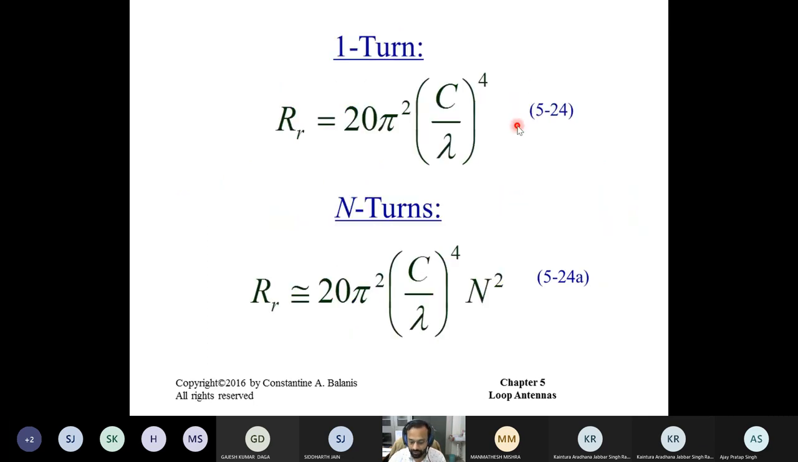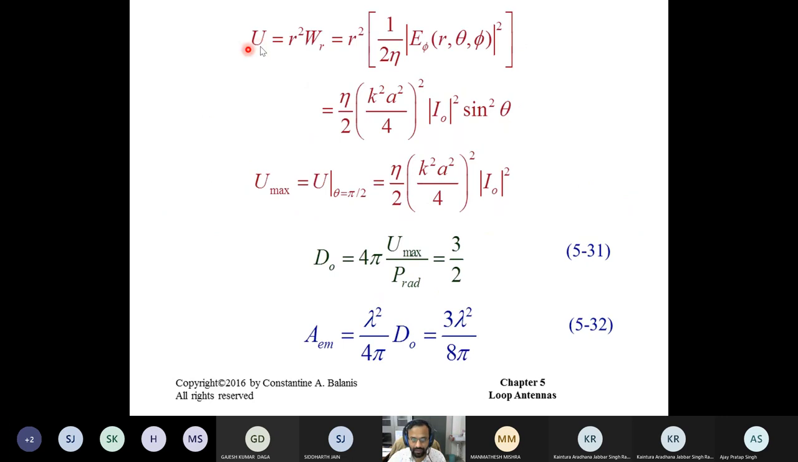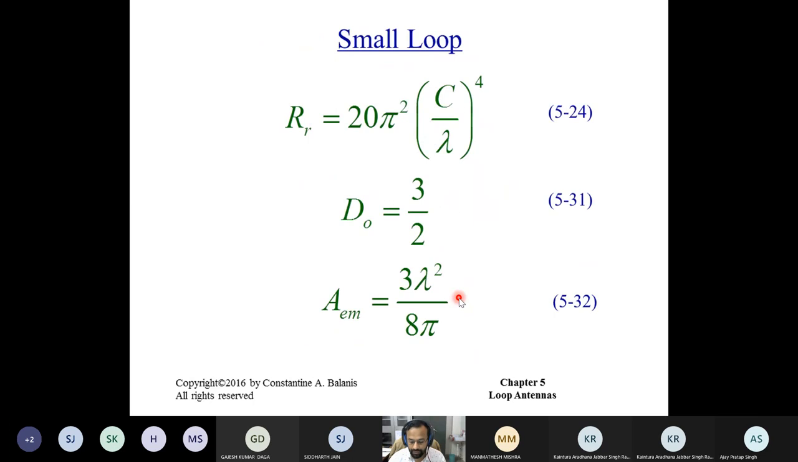And once we have the power density, we can evaluate the radiation intensity. Once we have the radiation intensity, directivity can be calculated very straightforwardly. So it is exactly identical to the infinitesimal dipole antenna that we had, and the effective aperture area is also one and the same. And this we summarize, the results that we got for the small loop antenna.